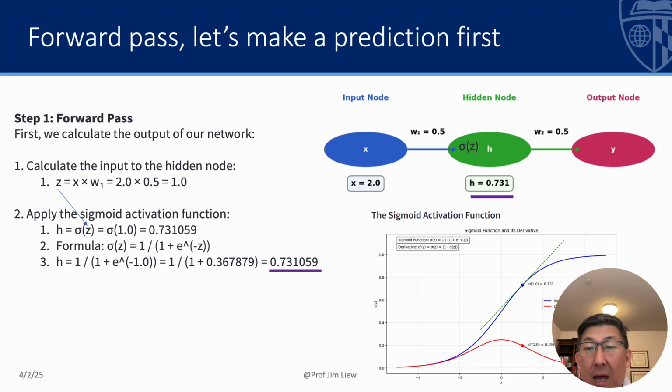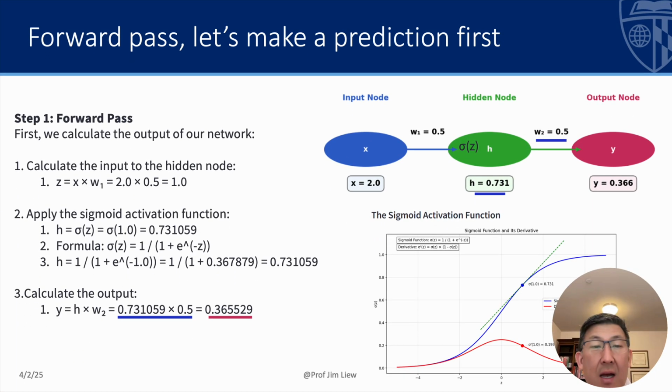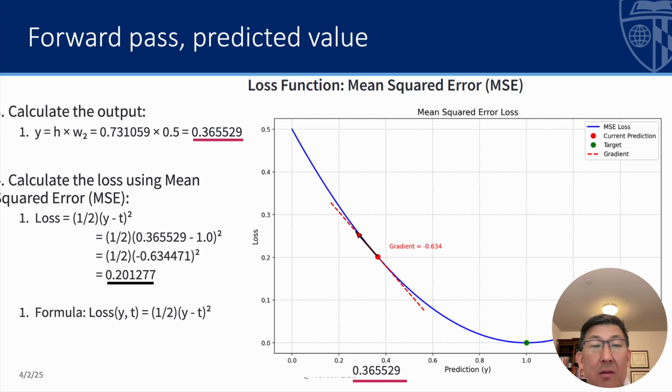Now you take that 0.73, and that becomes h. You multiply that by 0.5. So 0.73 times 0.5 is 0.36. Now that becomes your prediction. Now remember that the truth was y equals 1. So now you compare 0.36 with 1.